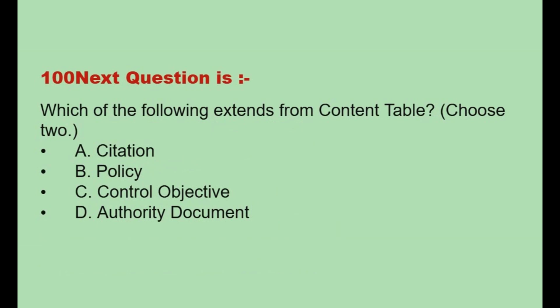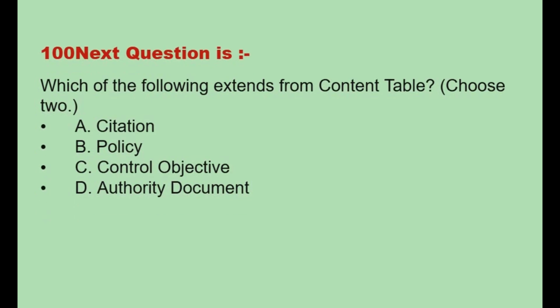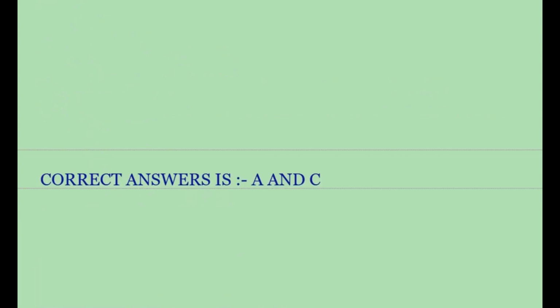Question is which of the following extends from content table? Choose two options. Option A citation. Option B policy. Option C control objective. Option D authority document. Correct answer is option A and option C.